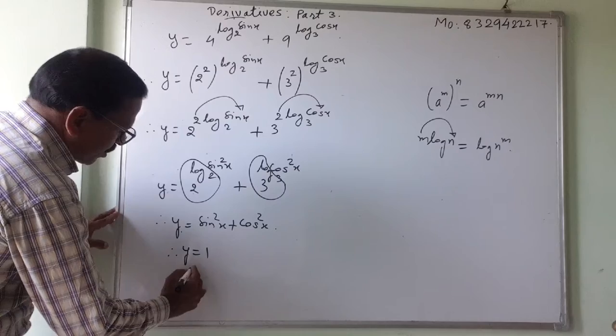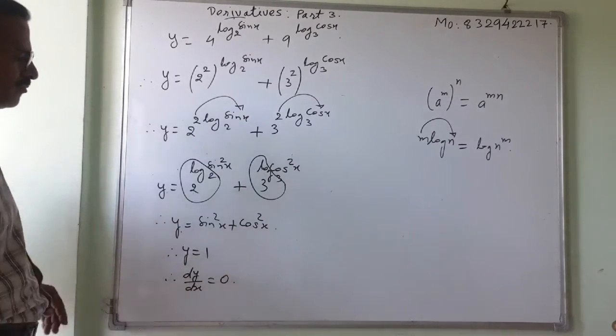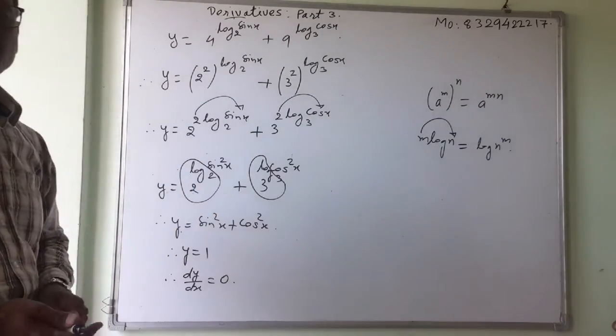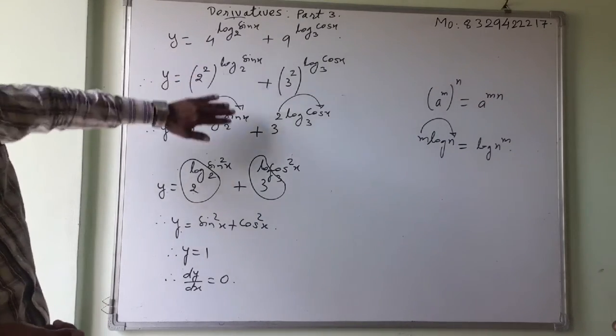Therefore take the derivative dy by dx. Derivative of constant is 0. So what is the answer? 0. This comes for MCQ. It's a very important question. In many competitive exams, such questions are asked.